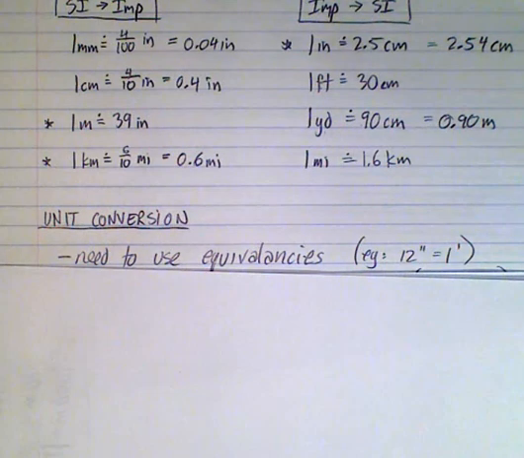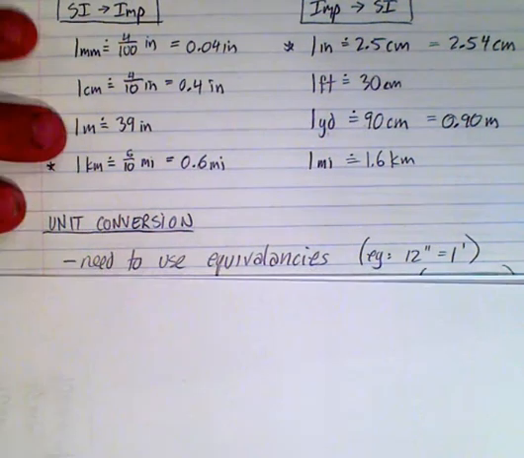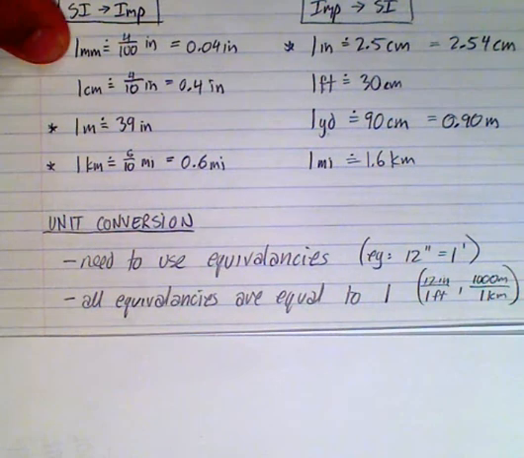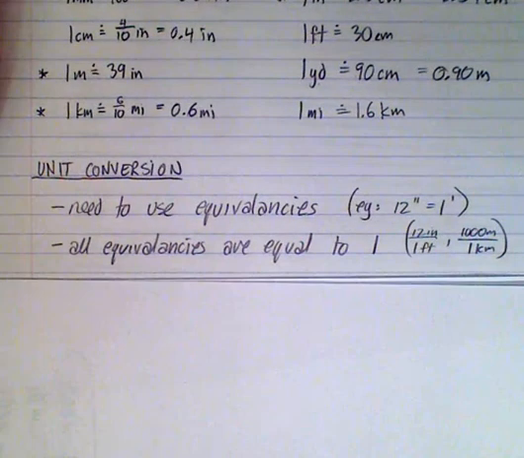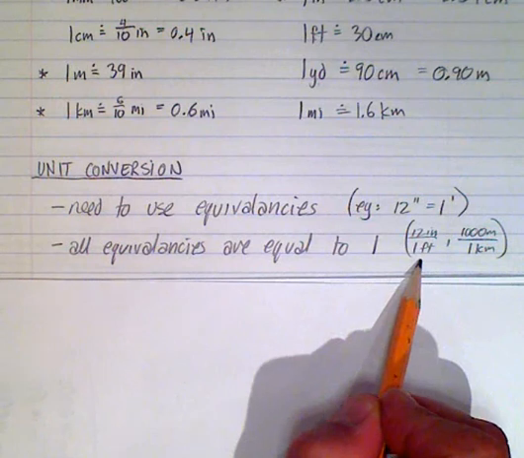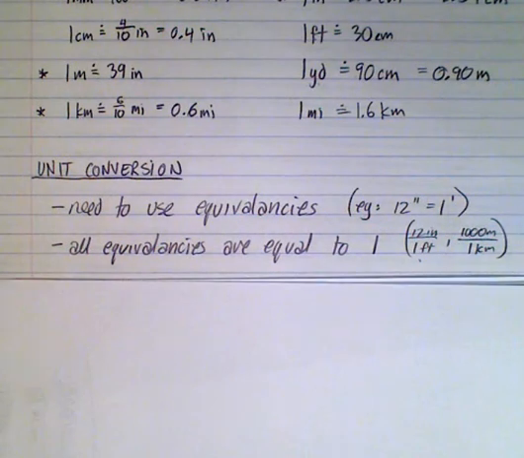I've already given them to you on these sheets as well. Hopefully you've written them down. I've given you a bunch of imperial ones. If you need more, we will definitely give you those conversions, okay? All equivalencies are equal to 1. That's what I was just talking about, right? So 12 inches, 1 foot, that's equal to 1. 1,000 meters, 1 kilometer, that's equal to 1.